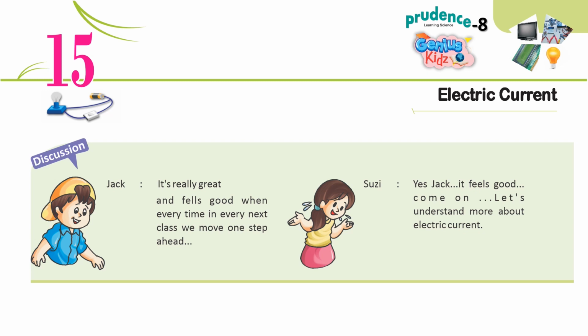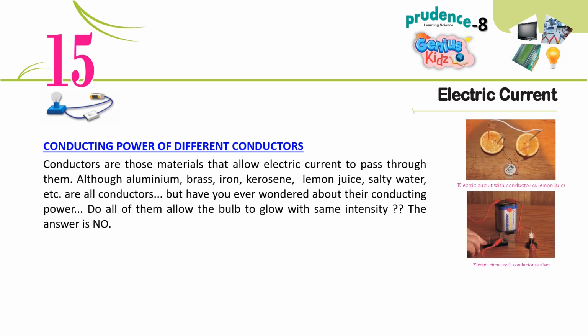Come on, let's understand more about electric current. Conducting power of different conductors. Conductors are those materials that allow electric current to pass through them. Although aluminium, brass, iron, kerosene, lemon juice, salty water, etc. are all conductors, but have you ever wondered about their conducting power? Do all of them allow the bulb to glow with the same intensity? The answer is no.